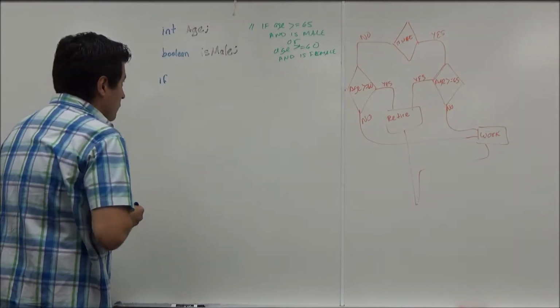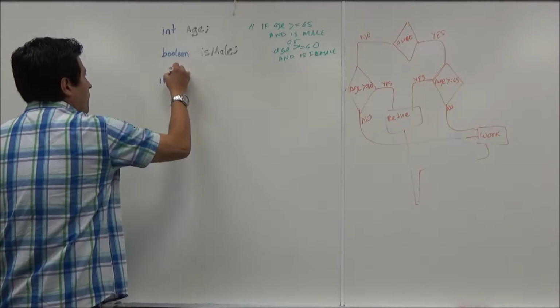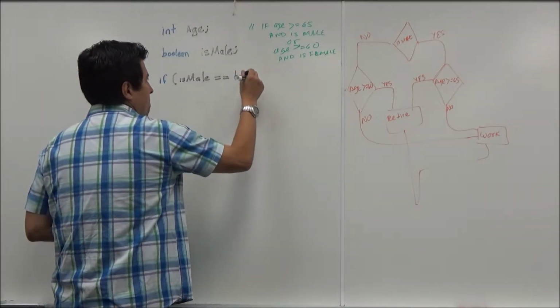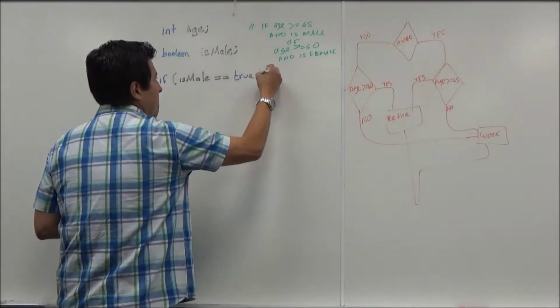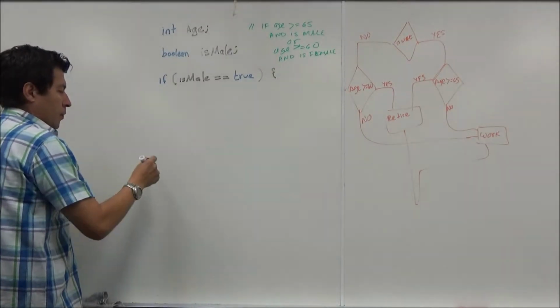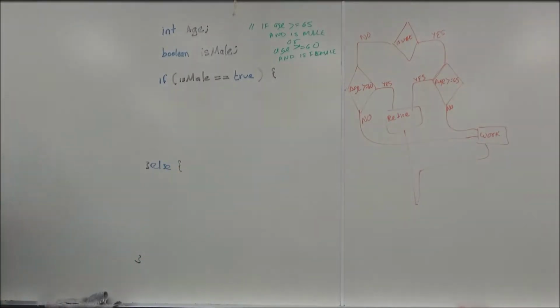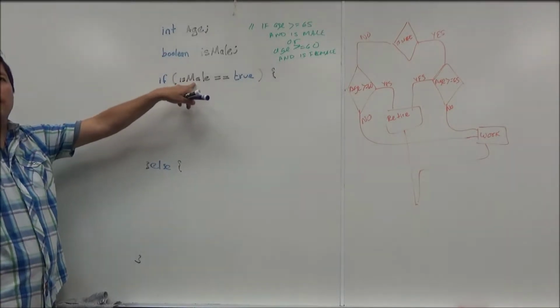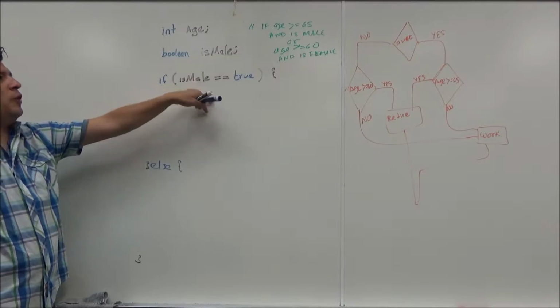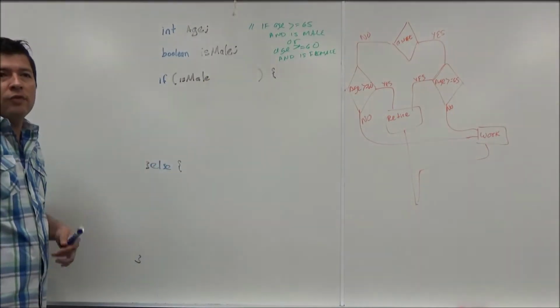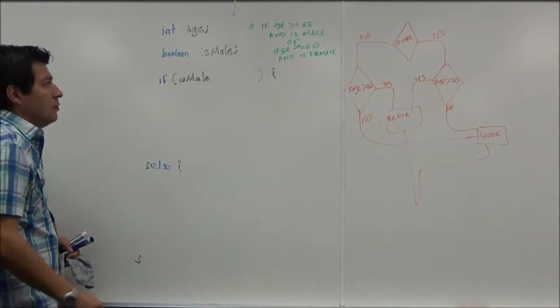If, so, I can say is male true. I can do it this way. Else, like that, technically correct. Now, male can only be true or false, right? Do I need to compare true equals true or false equals true? That's kind of redundant. I can just do it like this. That's true or false by default. That's all the values it will have anyways. So I can do it like this.